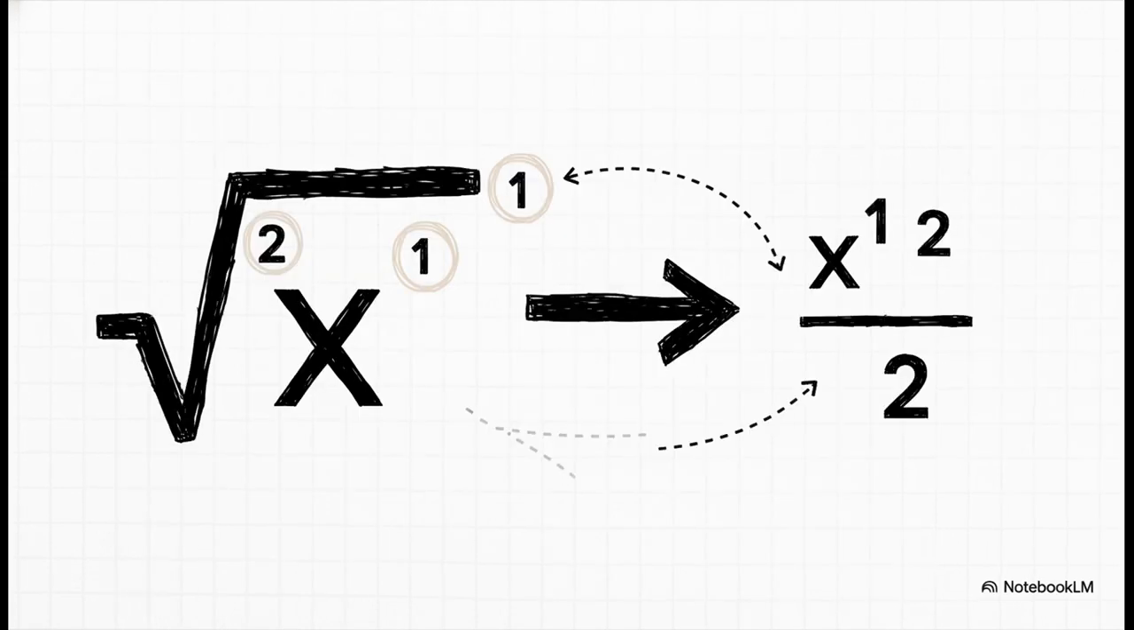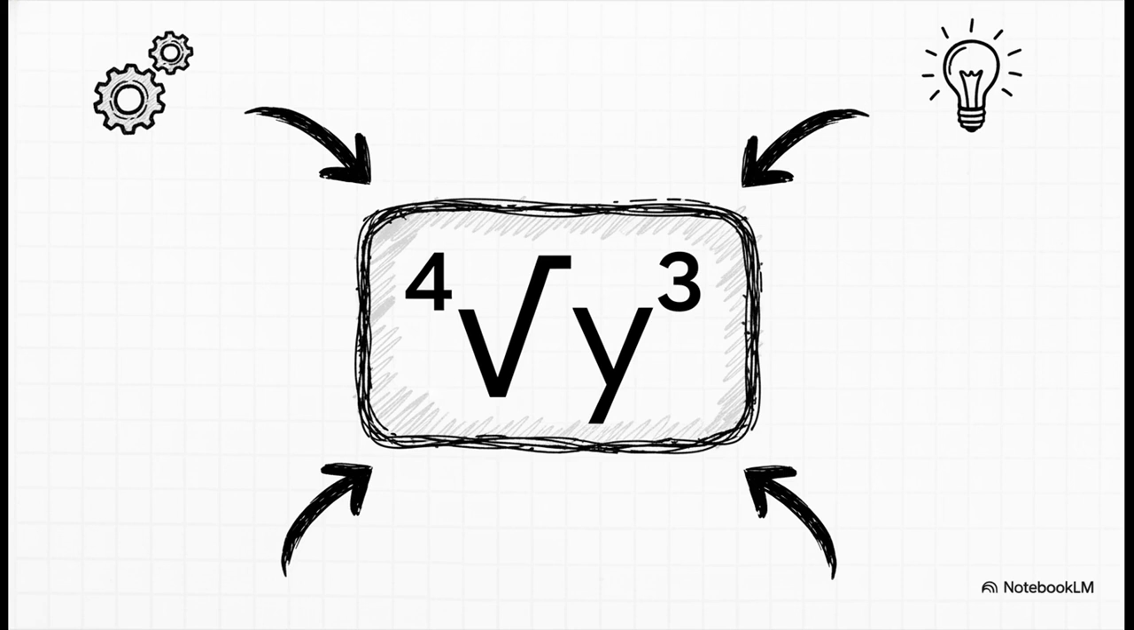So here's the deal. Anytime you see a variable just sitting there, like x, it has an invisible power of 1. And anytime you see that classic square root symbol, it has an invisible index or root of 2. So what does our rule say? Power over root. That gives us x to the 1 over 2. See? Simple? Okay, that was a good warm-up.